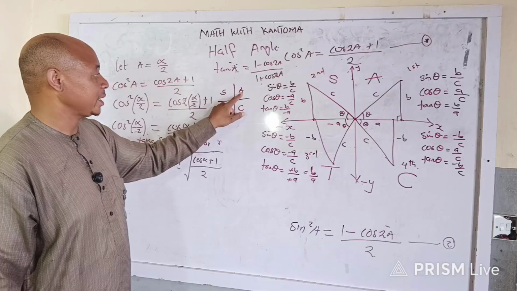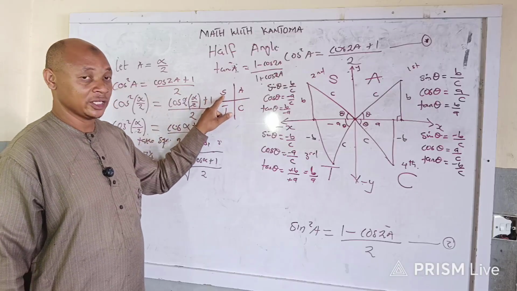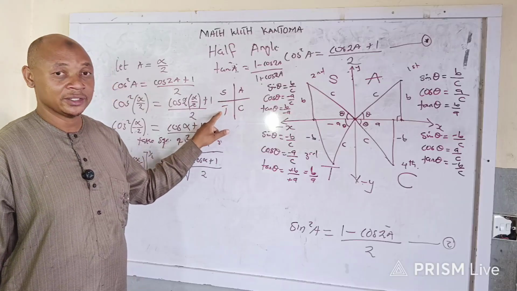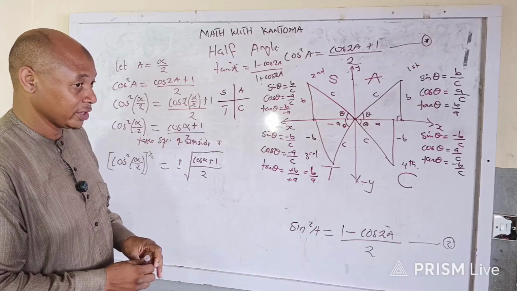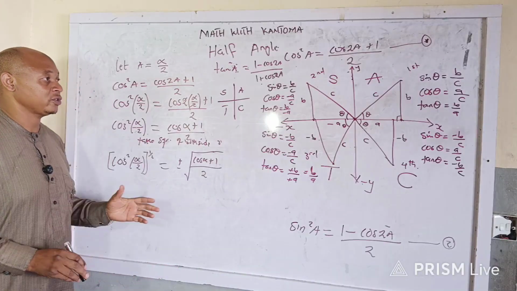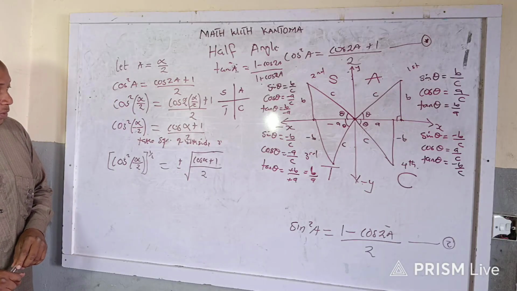On the first, all the angles are positive. On the second, only sine is positive. On the third, only tangent is positive. So this is how we denote the signs of each of these three angles on the quadrants.